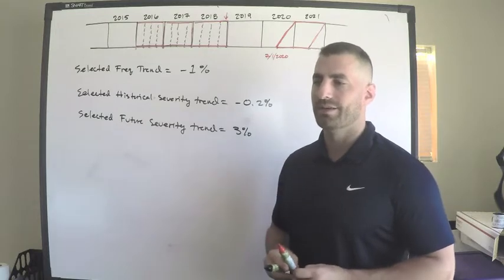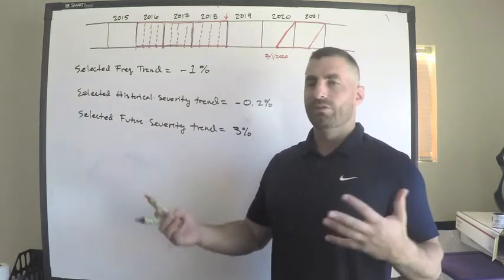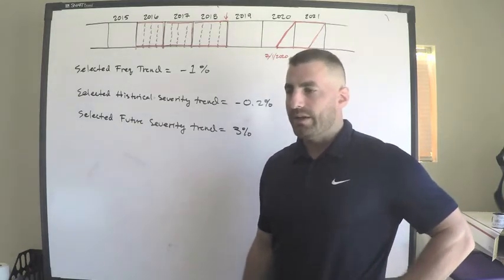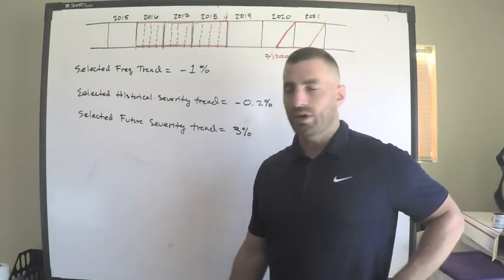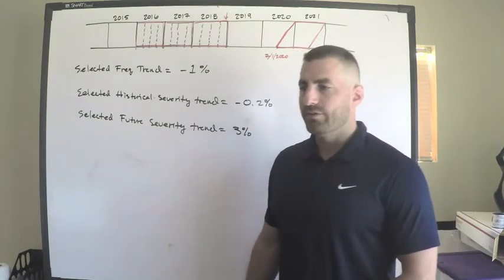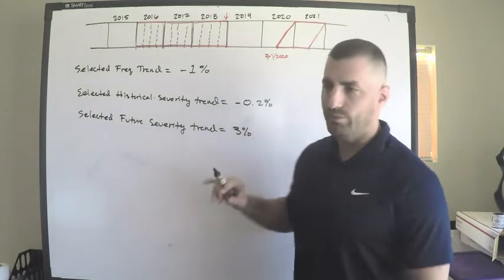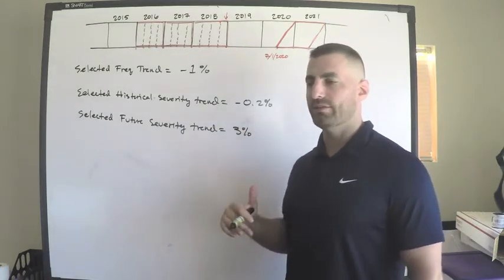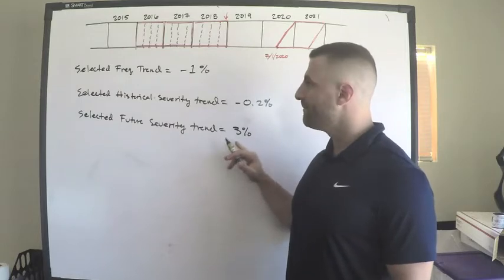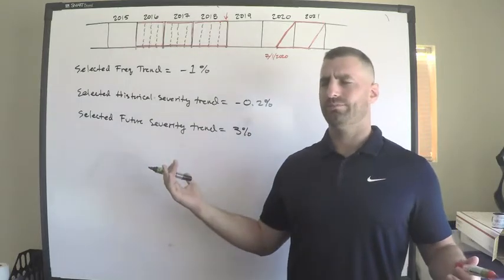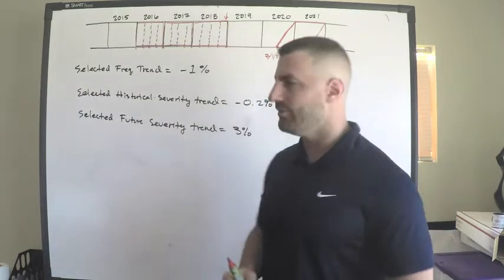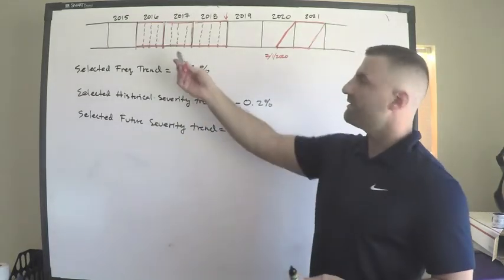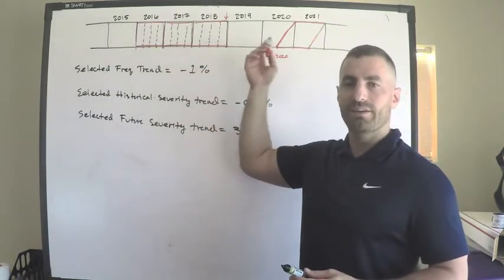So what I'm saying is I'm splitting out frequency and severity separately. I see that frequency is about -1, but I see historically for severity it's a little bit different, so I select a negative 0.2. For more recent quarters for severity, it looks like it's positive, so I selected positive 3. And now what am I gonna do with these? What I'm gonna do with these is I need to project my losses out to the effective period.